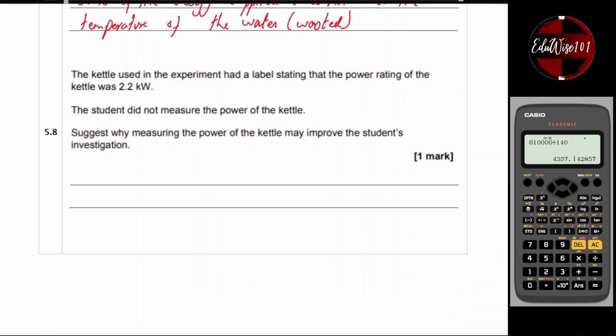The kettle used in the experiment had a label stating that the power rating of the kettle was 2.2 kilowatts. The student did not measure the power of the kettle. Suggest why measuring the power of the kettle may improve the student's investigation. Kettles actually give a rough value. So the power may not be 2.2 kilowatts exactly.